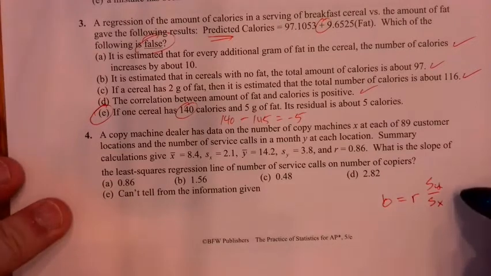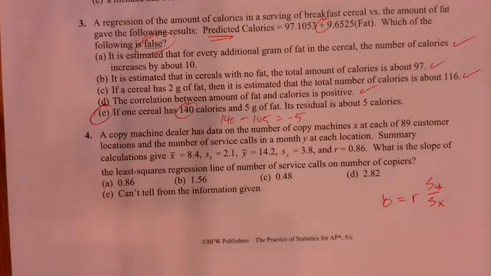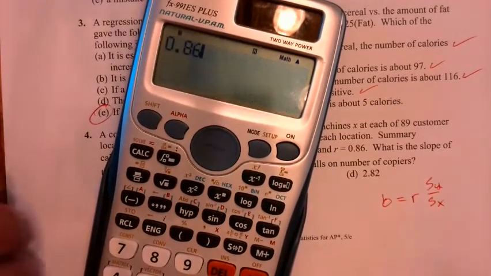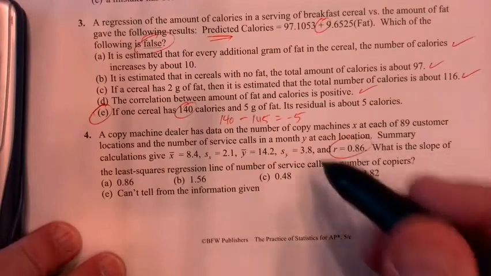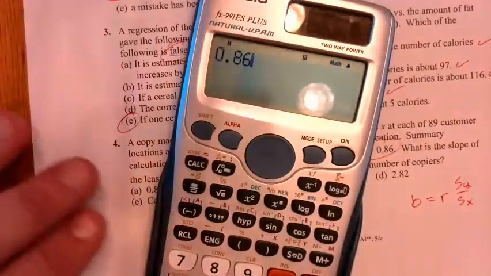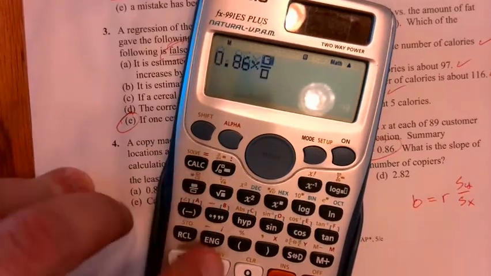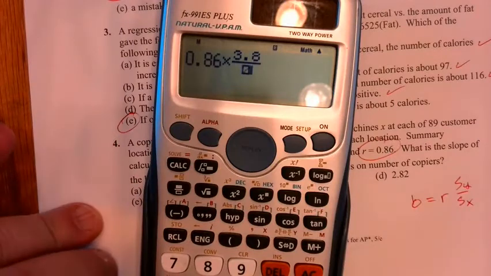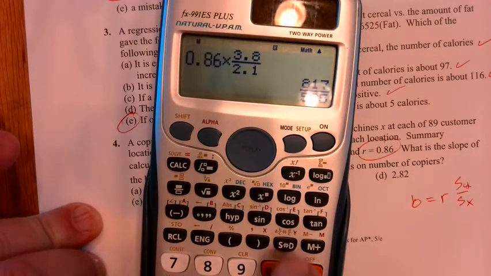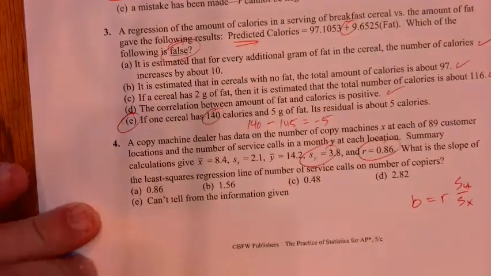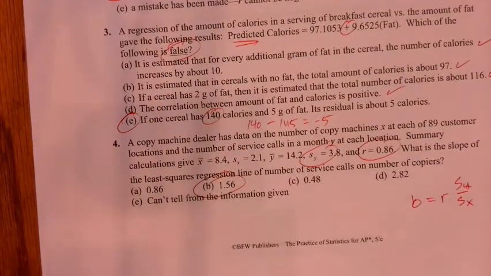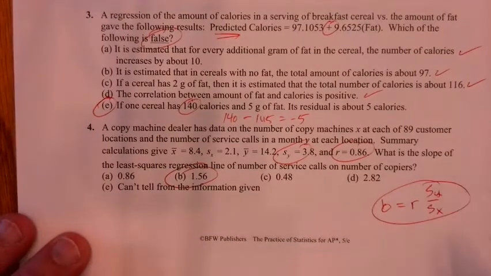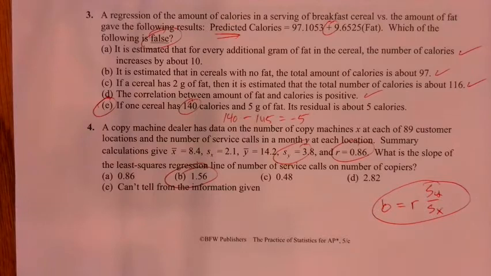So my R value is 0.86. So I'm just going to type this into my calculator. 0.86 from right there, S of Y is 3.8, times 3.8 all over S sub X is 2.1, and I get 1.556, and there it is, B. Okay, now remember, I could calculate using that formula, and this is on your green sheets on the very front page. You do not need to memorize it.